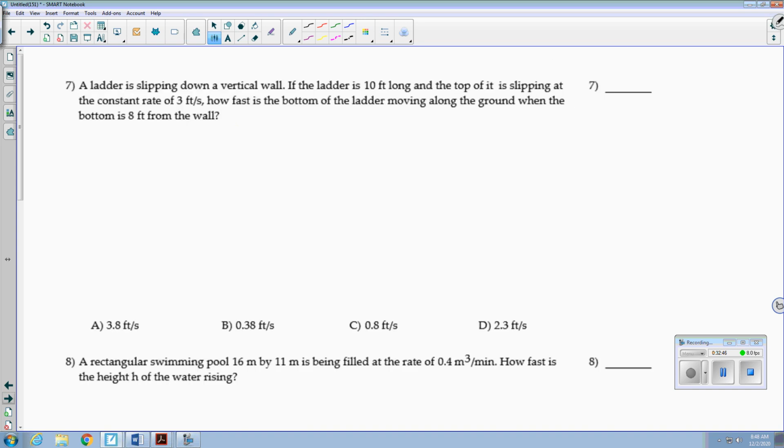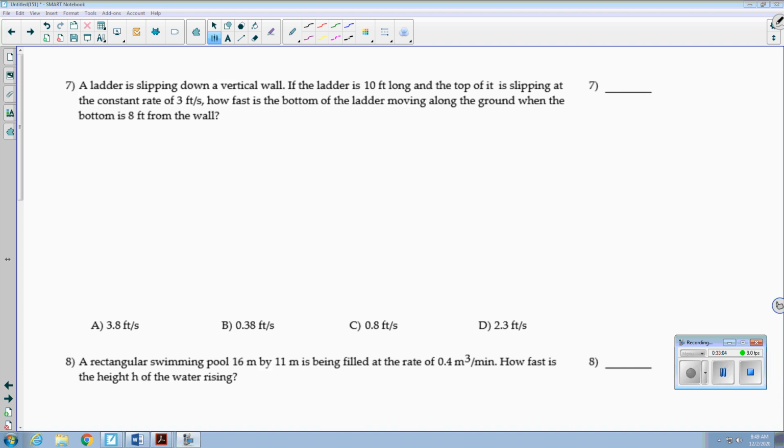All right, a ladder is slipping down a vertical wall. If the ladder is 10 feet long and the top is slipping at a constant rate of 3 feet per second, how fast is the bottom of the ladder moving along the ground when the bottom is 8 feet from the wall? So how fast is the bottom of the ladder moving?